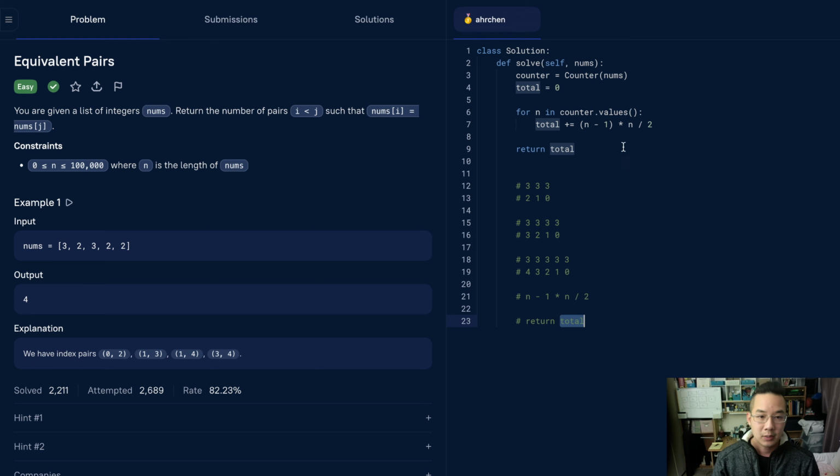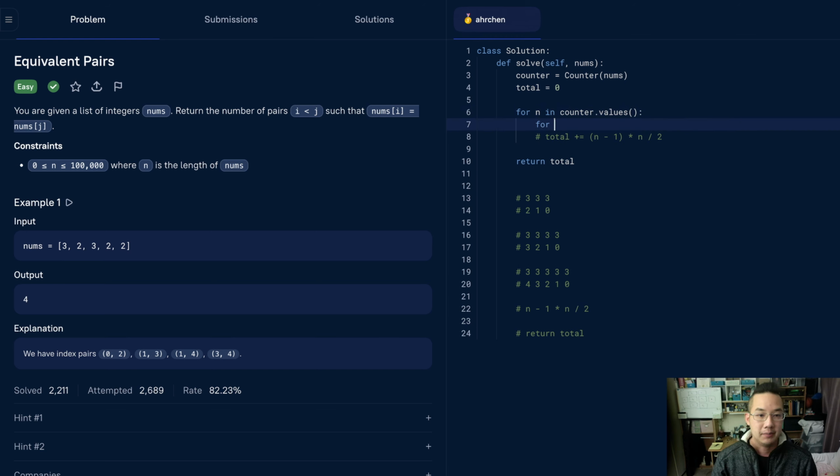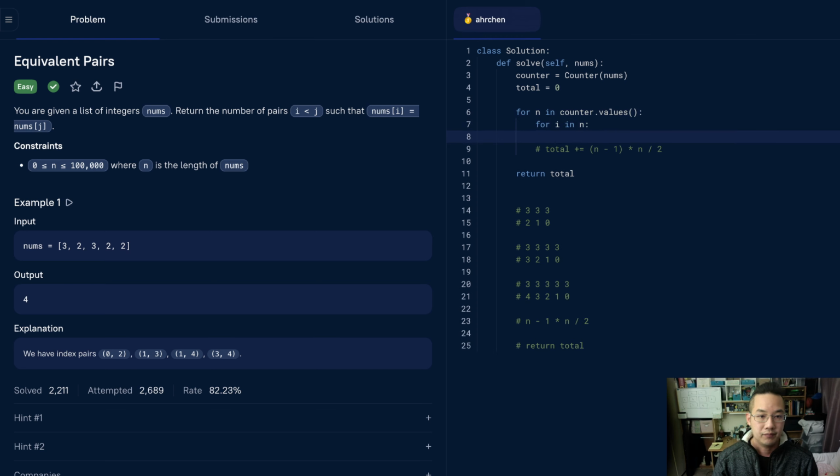Also, let's talk about what you can do if you don't find the formula. You can also just add up these numbers, i in n, and just total plus equals i. That's another way to do it: for i in range of n, because that adds up all numbers up until n, and that also gives you another answer.